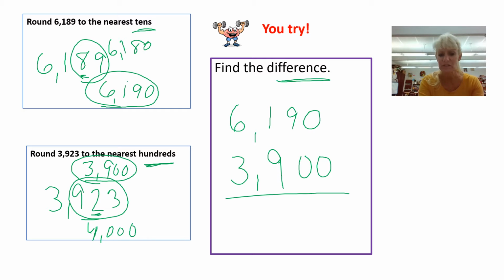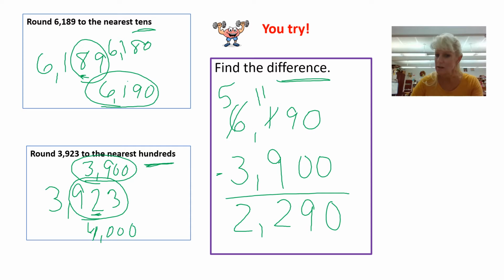I'm looking for the difference. Difference means subtract. So this was 0 here. Here I had to borrow. I hope you were able to borrow also. And I hope that you wound up with the answer 2,290.